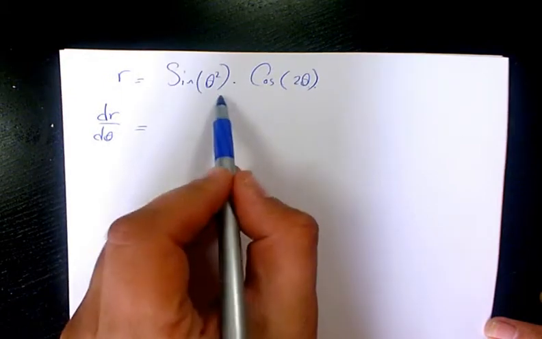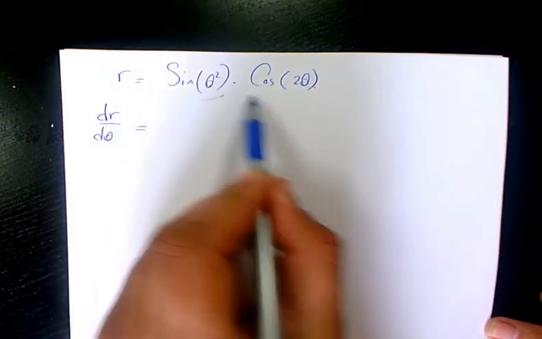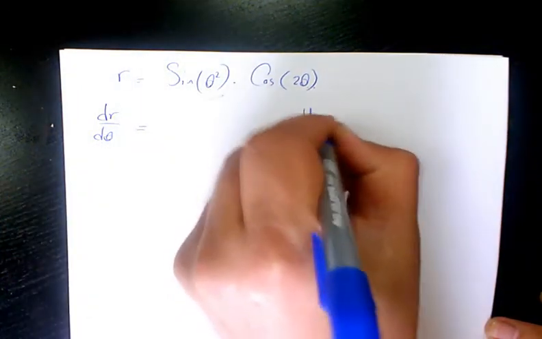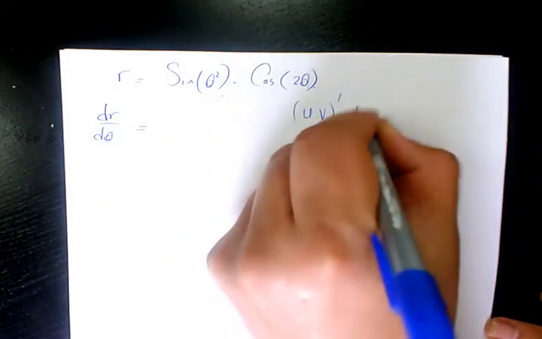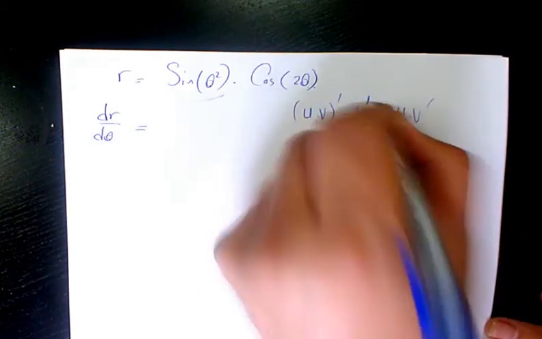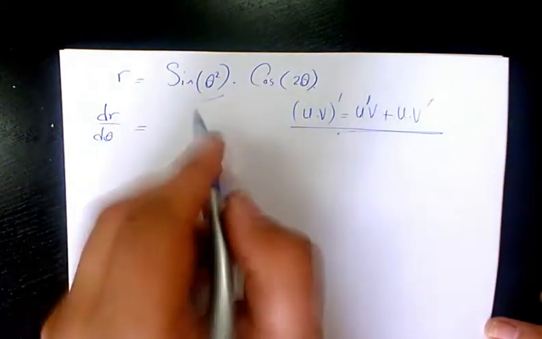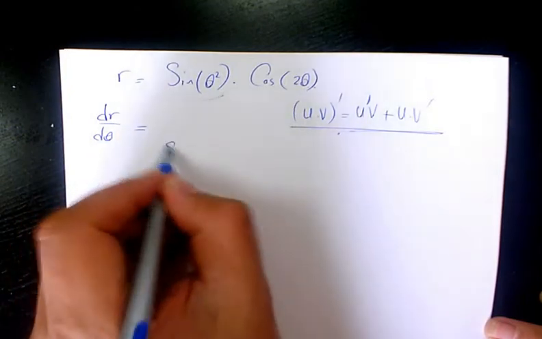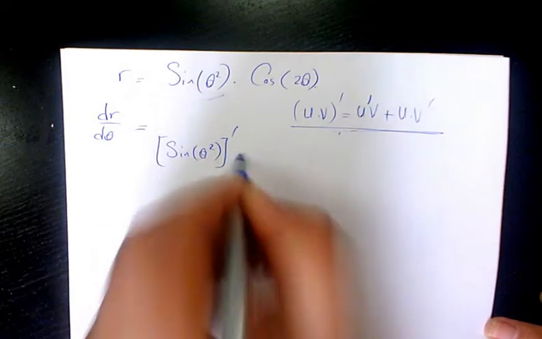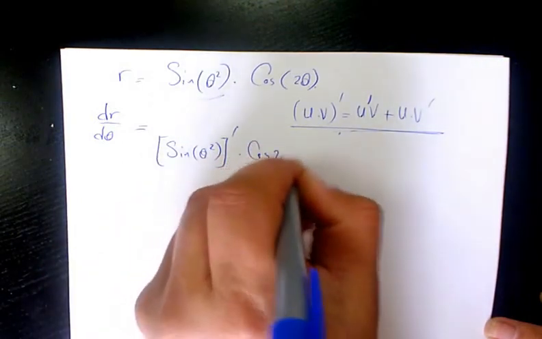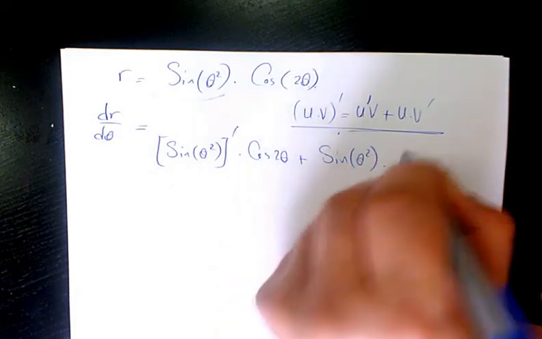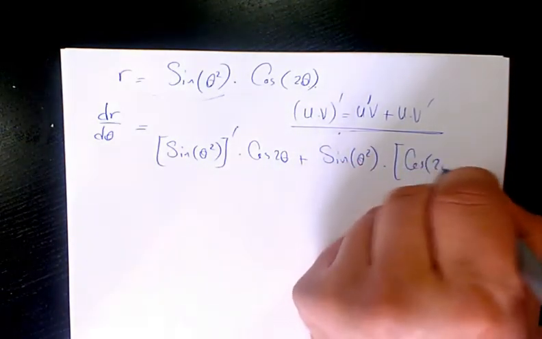So it's going to be the derivative of this part times this plus this one times the derivative of this part. We know when we have uv, the derivative will be u prime v plus u times v prime. That's called the product rule. So we do the same thing here. It's going to be the derivative of sine theta squared times cosine 2 theta plus sine theta squared times the derivative of cosine 2 theta.